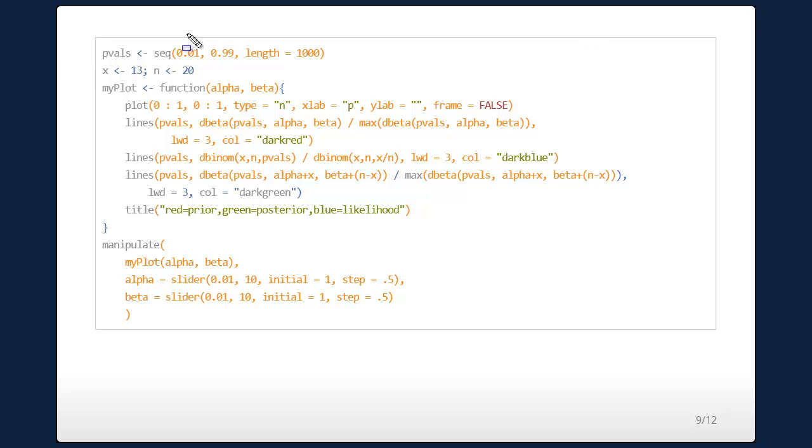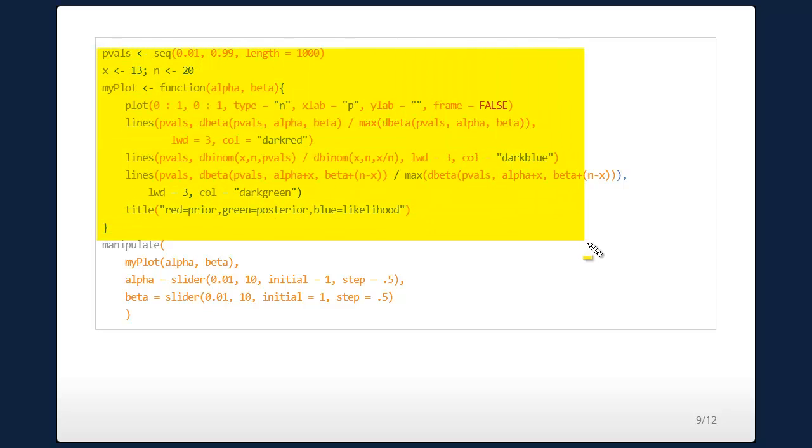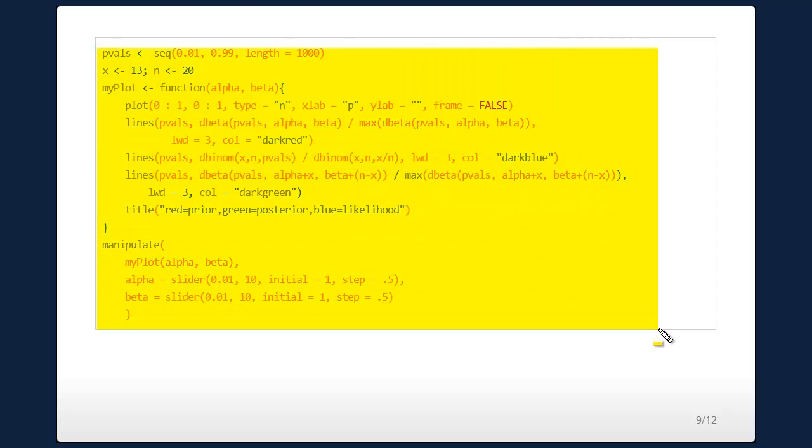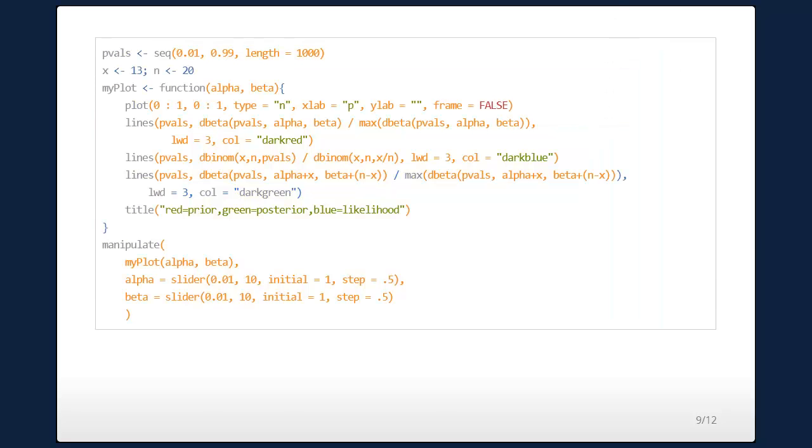Okay, so here I'm going to give you a way to explore the prior, the posterior, and the likelihood. I'm just going to create a plot, and then I'm going to use the manipulate function, and it's going to show as you change alpha and beta how it changes the prior and the posterior. Okay, so let's do that.